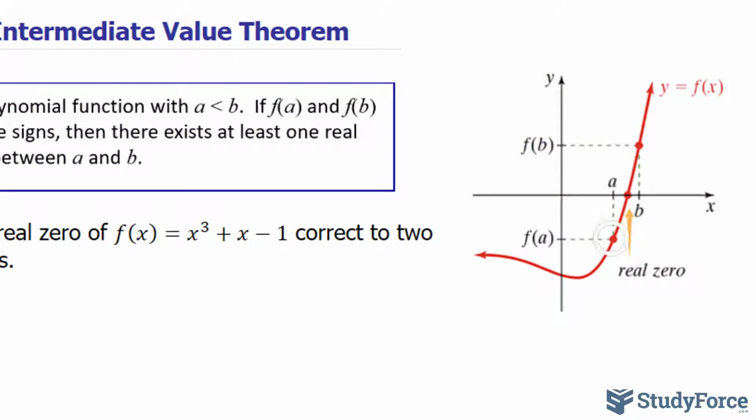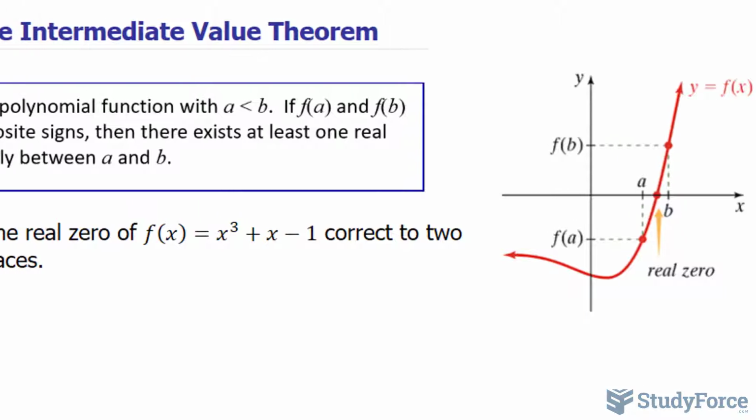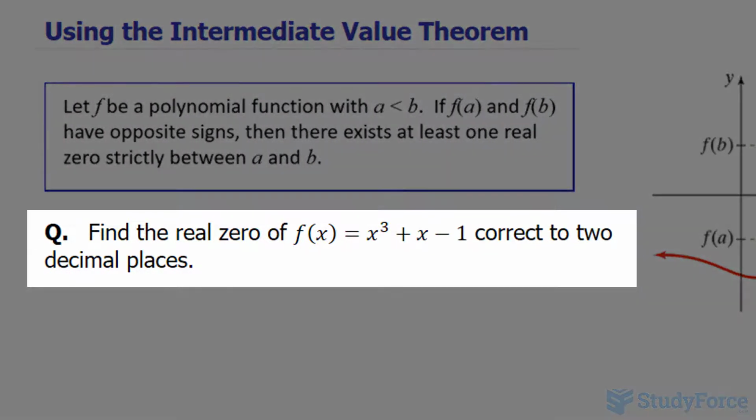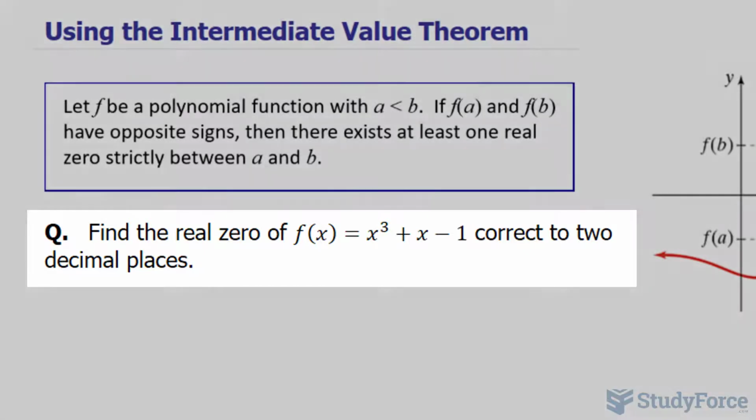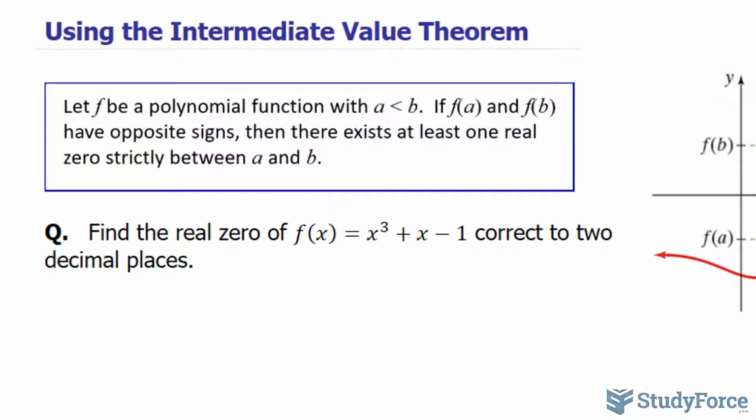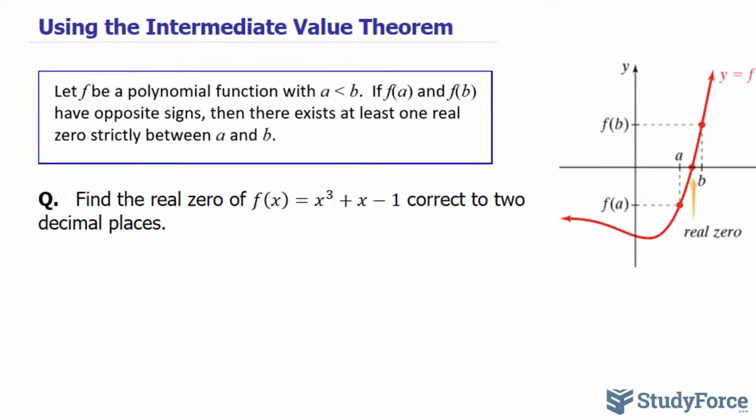So pretend that that's f at a, the output, and the output of f at b is up here. Between f at a and f at b, given that they're opposite signs, there must be something in between where the root exists. So the question reads, find the real zero of f of x is equal to x to the power of 3 plus x minus 1, correct to 2 decimal places. Notice that in the question, they're not asking for the actual real zero. They just want an estimate that is up to 2 decimal places.